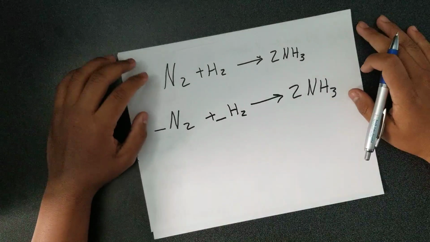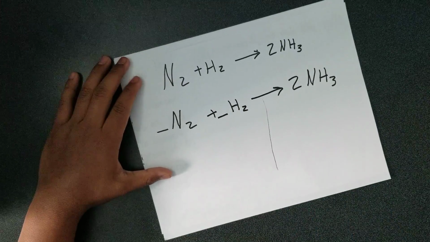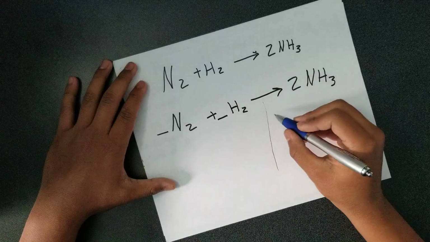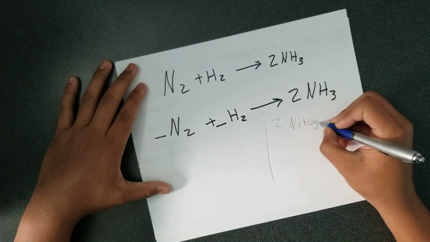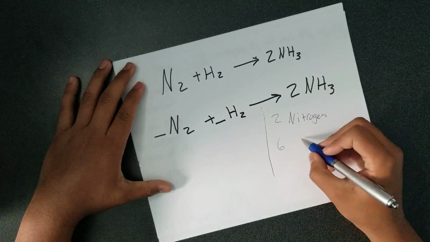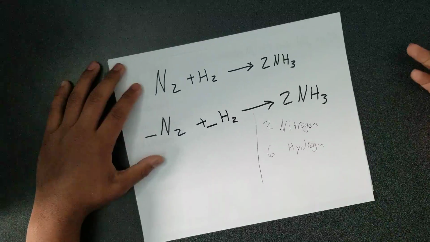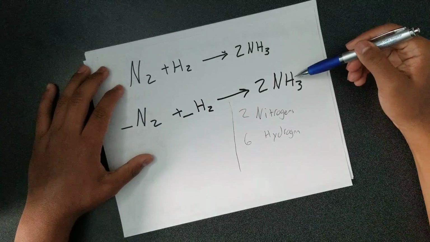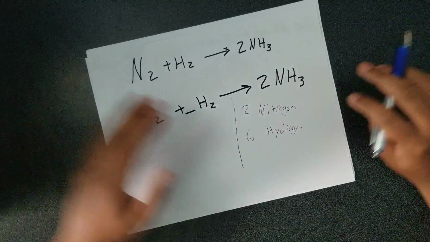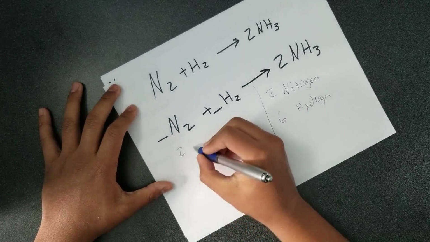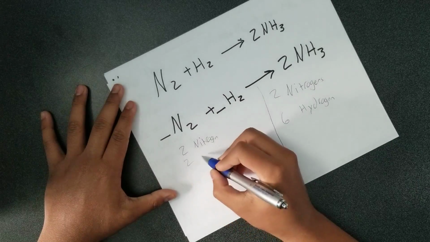The way you balance this equation is by turning it into two different parts. The first part, you're going to find out how many nitrogens it has, which is 2 nitrogens and 6 hydrogens. 6? How did you get 6? Since hydrogen has a 3 right here, however, there's a 2 in front of it, which will convert it into 6. Now, on the other side of the equation, there's 2 nitrogens and 2 hydrogens.